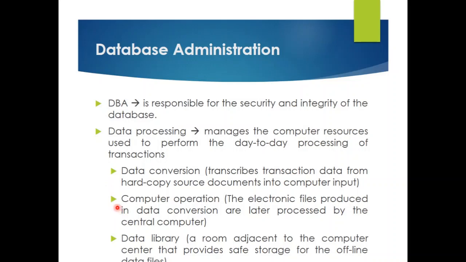While computer operation refers to the stage wherein the electronic files produced in data conversion are later processed by the central computer, which is managed by the computer operations group. Accounting applications are usually executed according to a strict schedule that is controlled by the central computer's operating system. Lastly, we have the data library, a room adjacent to the computer center that provides safe storage for the offline data files. So that is your data library.